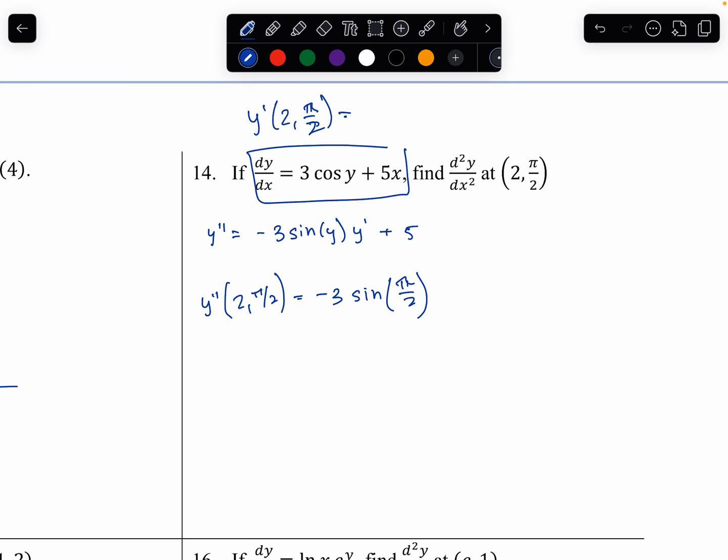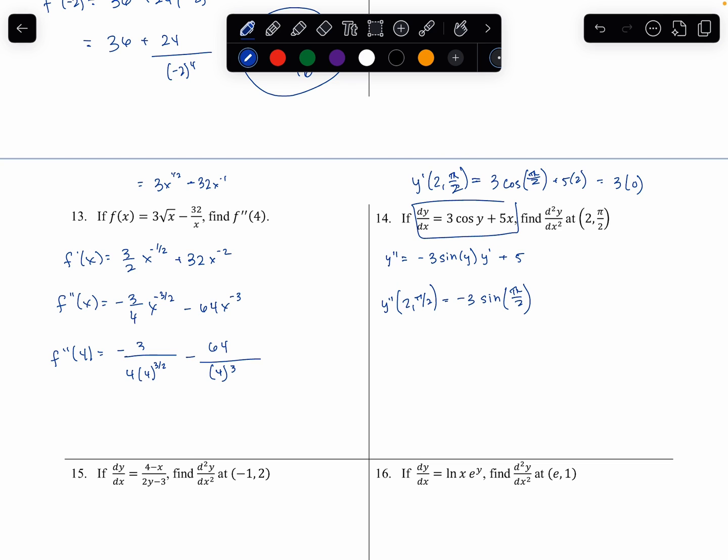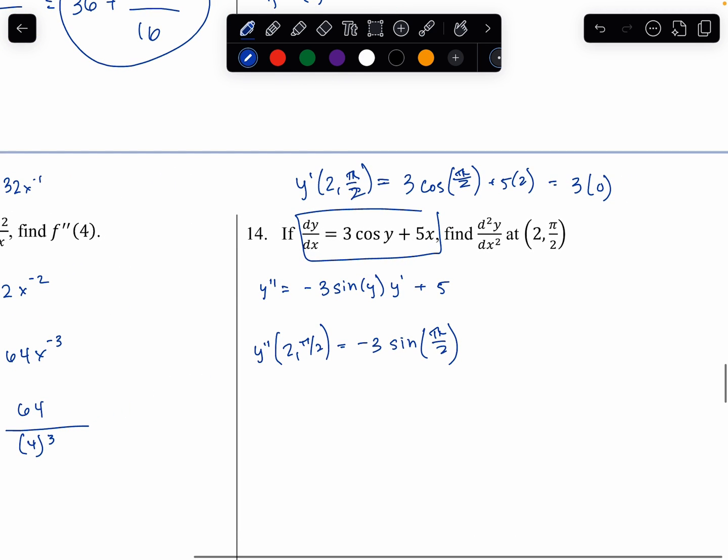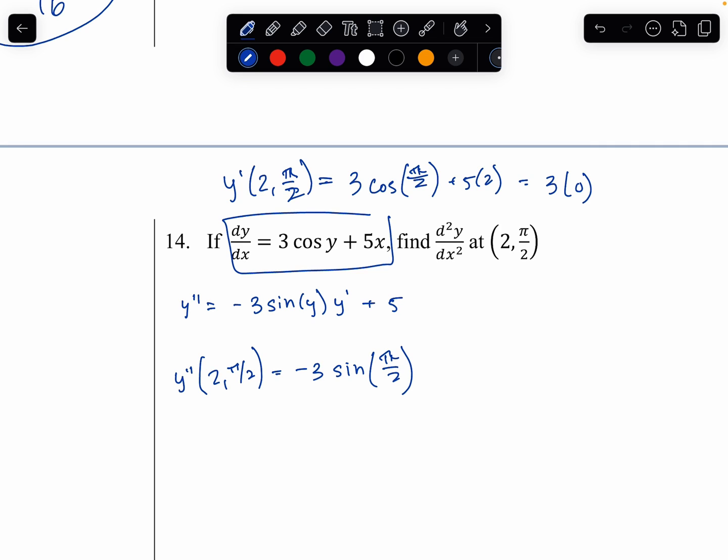That's going to be equal to 3 cosine of pi over 2 plus 5 times 2. So that's going to be equal to 3 cosine of pi over 2 is 0, right? I feel like I'm doing something wrong here, but I'm really not caring too much right now.